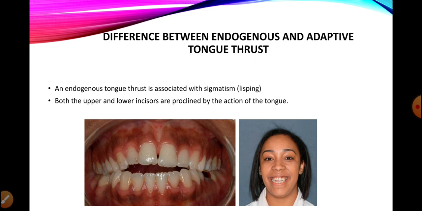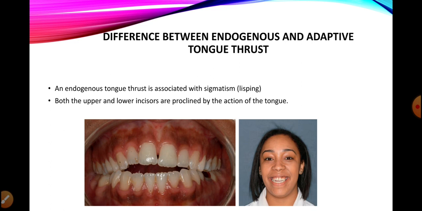Adaptive tongue thrust is a thrust where the tongue comes forward to make a seal because of the anterior open bite, whereas in endogenous or primary tongue thrust, there is an anterior open bite because of the tongue thrust. Endogenous tongue thrust is very rare, although if present it is very difficult to differentiate between these two, as all of the occlusal features are almost similar. The only differences that are suggested between an endogenous and adaptive tongue thrust are two.